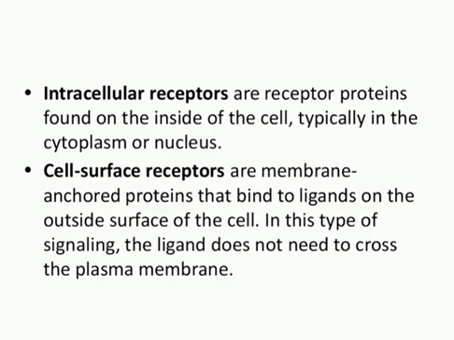Now talking about intracellular receptors, they are mainly proteins which are found inside the cell, mainly in the cytoplasm or the nucleus. And cell surface receptors are membrane bound proteins that bind to ligand on the outside surface of the cell. And in this type of signaling, the ligand does not need to cross the plasma membrane to show its effect.